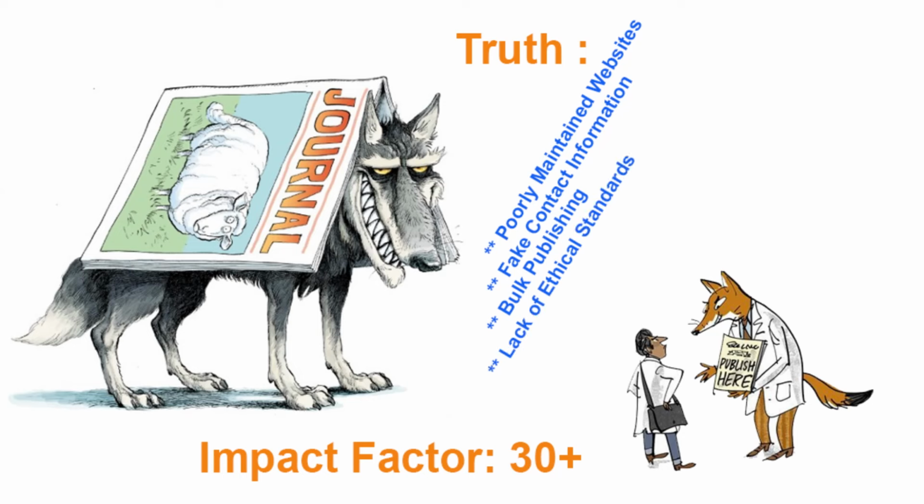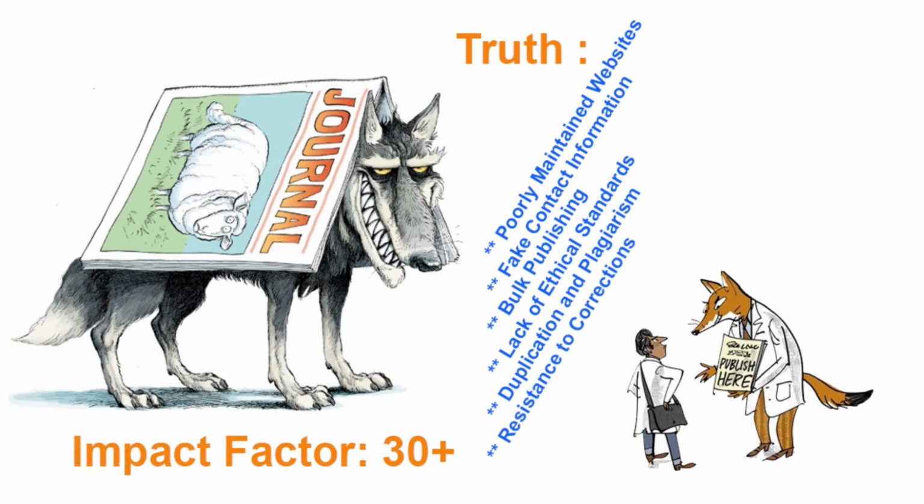Number 10, lack of ethical standards. Predatory journals do not adhere to ethical publishing standards, such as addressing conflicts of interest, respecting copyright, or following proper peer review procedures. Number 11, duplication and plagiarism. Some predatory journals accept duplicate or plagiarized content without proper scrutiny. Number 12, resistance to corrections. Predatory journals are often resistant to correcting or retracting published articles, even in cases of serious errors or ethical violations.